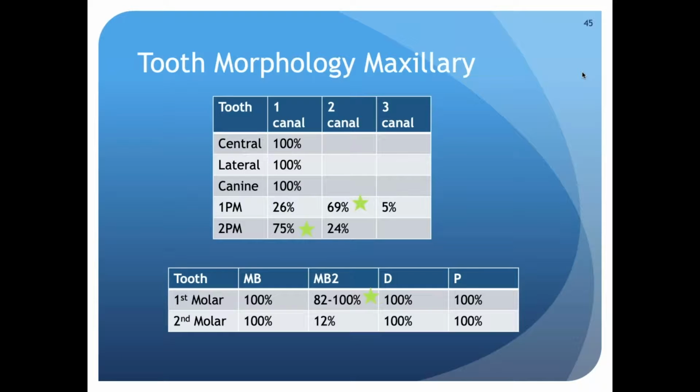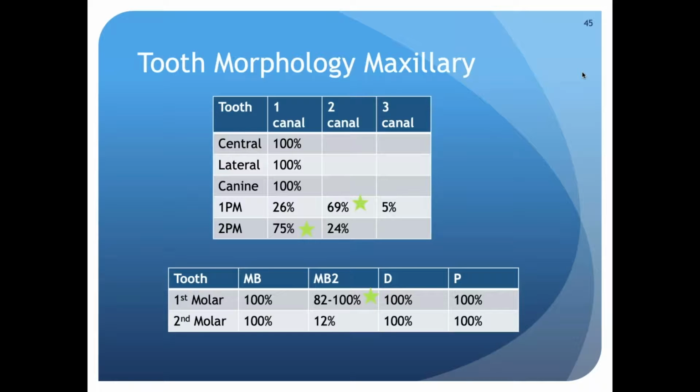But just having a general idea, for instance, a maxillary first premolar, 69% of the time it's probably going to have 2 canals. So when you access that tooth, you should always be thinking 2 canals until proven otherwise. Likewise, with a second premolar, most of the time it should be 1 canal, and maybe only a quarter of the time there should be 2. So when I get into a maxillary second premolar, I'm thinking 1 canal.